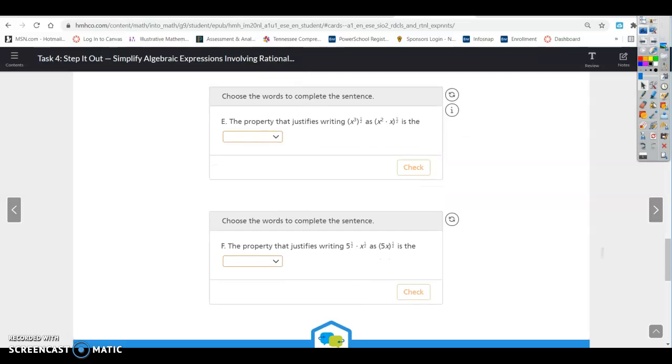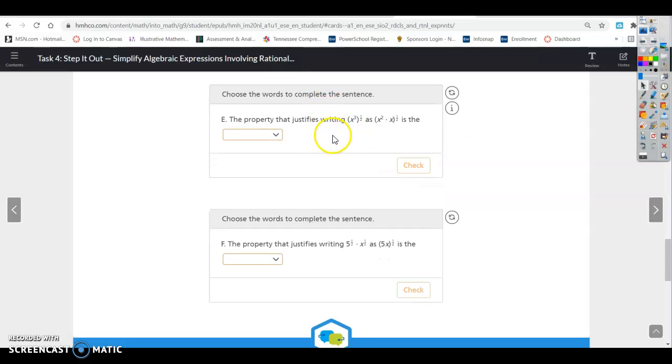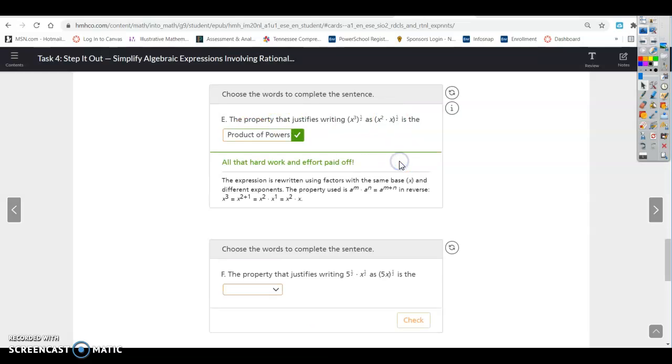All right, choose the word to complete the sentence. The property that justifies writing x to the 3rd raised to the 1/2 as x squared times x to the 1/2. So what they did is take the x cubed and rewrite it as same base, add exponents. All right, so again, this is a product of powers because you're dividing this into a product here.